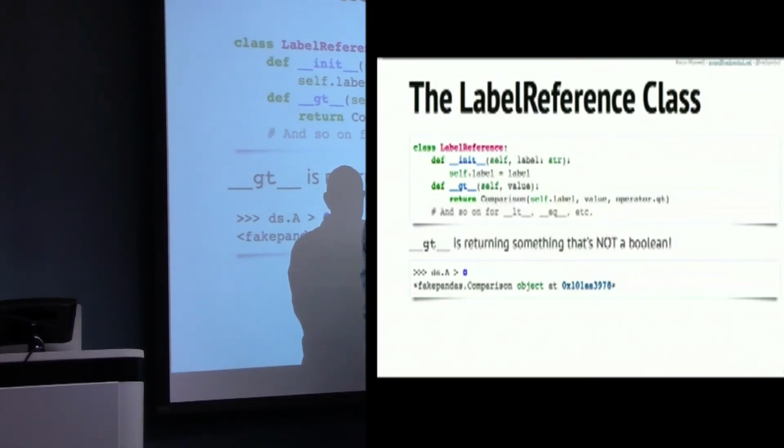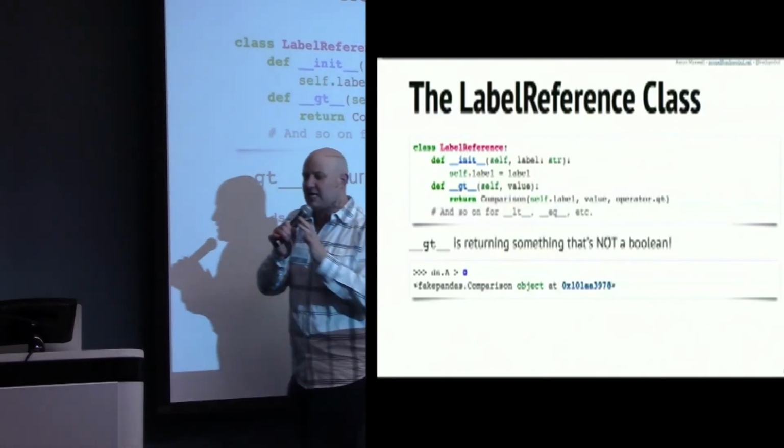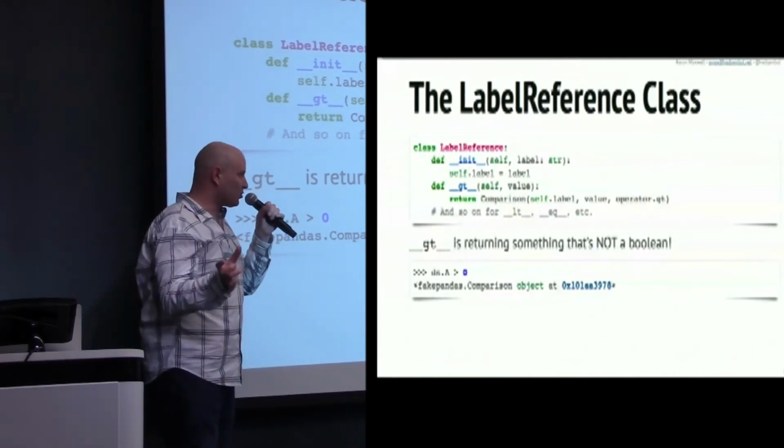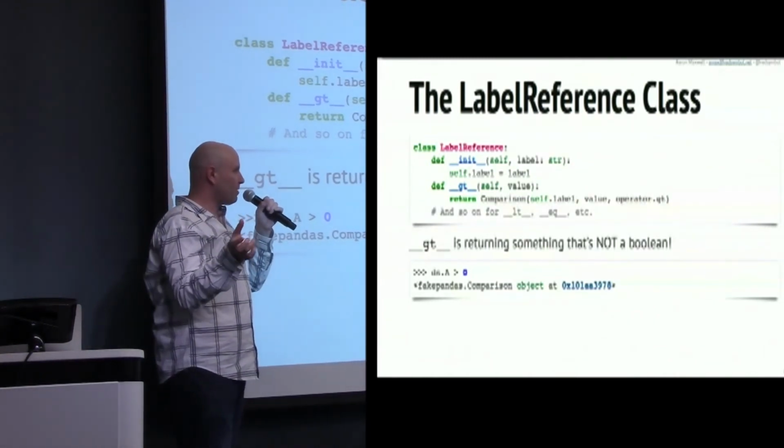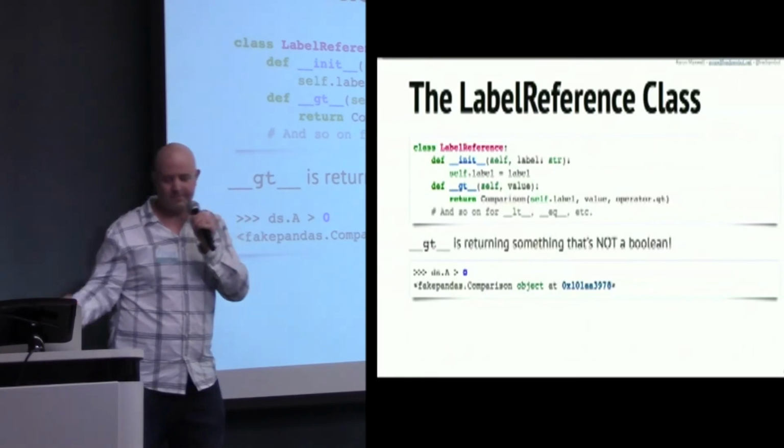When we say ds, and then in square brackets, ds.A is less than 0. That would be 0 here, or 3, or whatever the number is. And finally, we pass in a function object, operator.gt. That's a binary function that implements the logic we want.